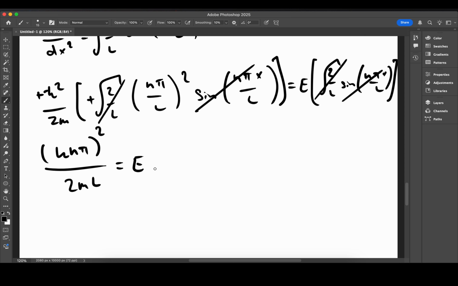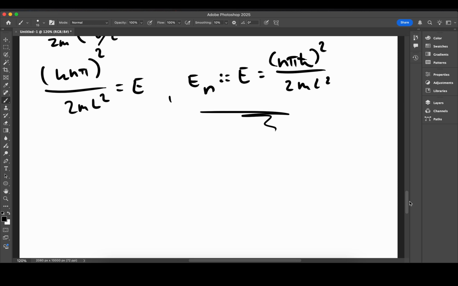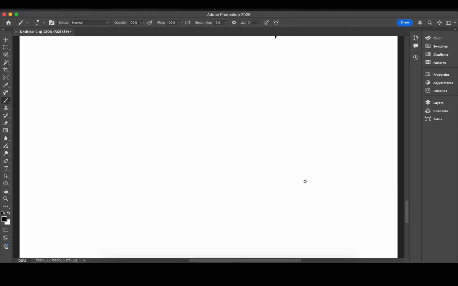And this is what we want, so I'm going to write this a little nicely. I'm going to define energy levels with respect to n as this E, so energy eigenvalues for each n, and this is equal to h bar n pi, all squared, over 2m L squared. This is supposed to be squared, sorry. And now we have the energy eigenvalues that we wanted. So this is it. We're done. We got the results we wanted, so I'll just write them down here again.